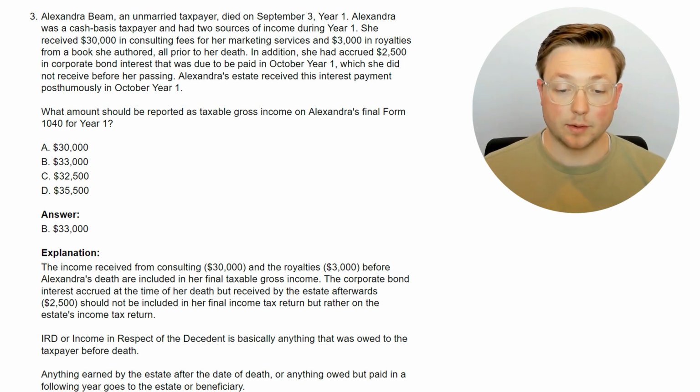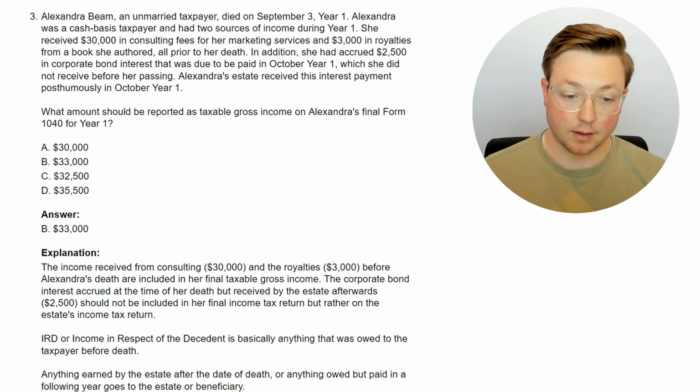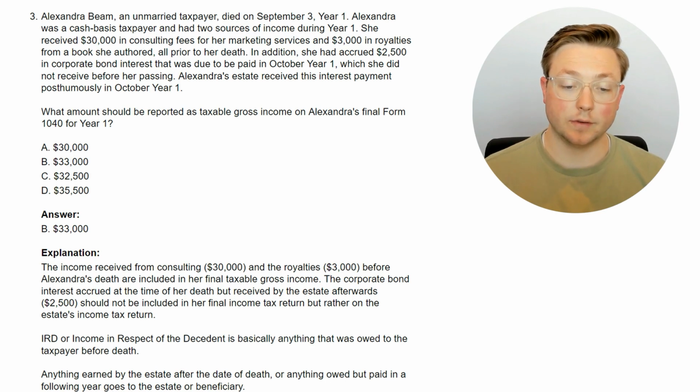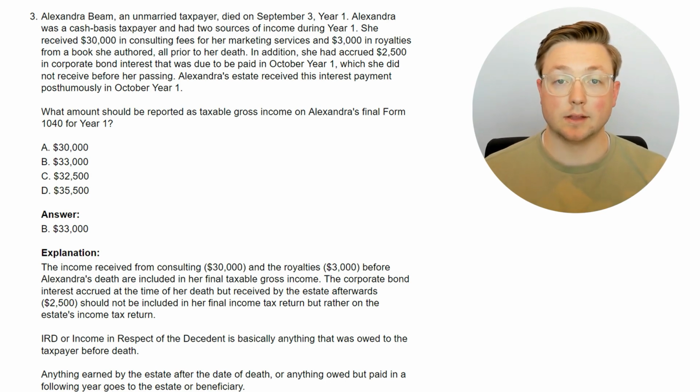IRD, or income in respect of the decedent, is basically anything that was owed to the taxpayer before death. Anything earned by the estate after the date of death, or anything owed but paid in a following year, goes to the estate or beneficiary. Essentially, IRD is stuff that the taxpayer did earn, but since it wasn't received until after the taxpayer passed away, it is taxed to the estate or the beneficiary. And that's pretty much it.